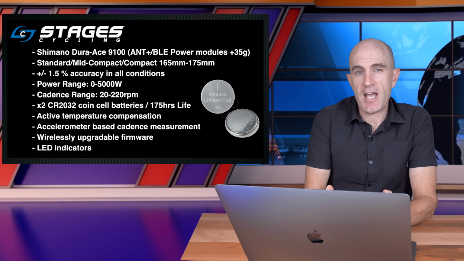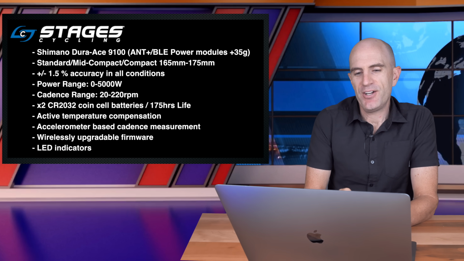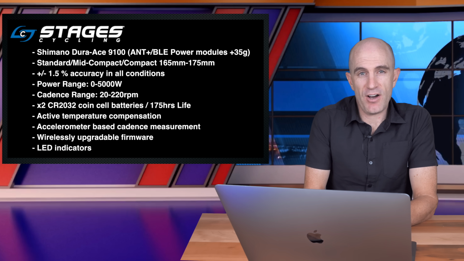The Stages left-right is powered by two coin cell batteries, the CR2032, which we should all be very familiar with now and have a few spare in the drawer. Also, 175 hours of life between battery swaps, which is pretty significant.